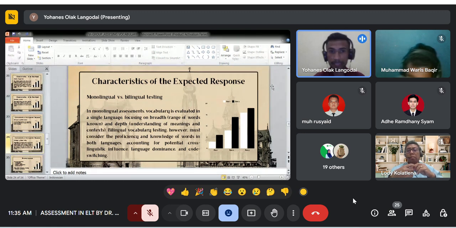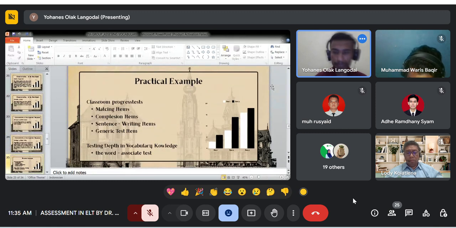And the second, monolingual versus bilingual testing. In monolingual assessment, vocabulary is evaluated in a single language, focusing on breadth, range of the words known, and depth, understanding of meanings and context. Bilingual vocabulary testing, however, must consider the proficiency and knowledge of the words in both languages, accounting for potential cross-linguistic influence, language dominance, and code switching.